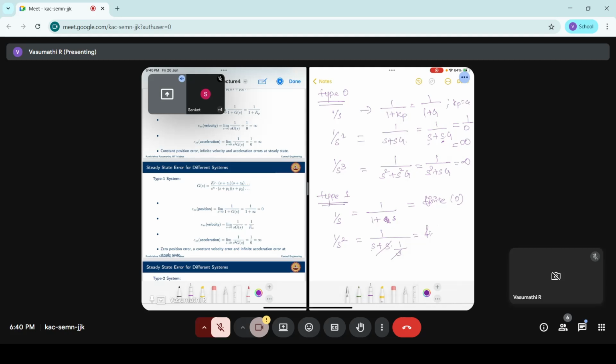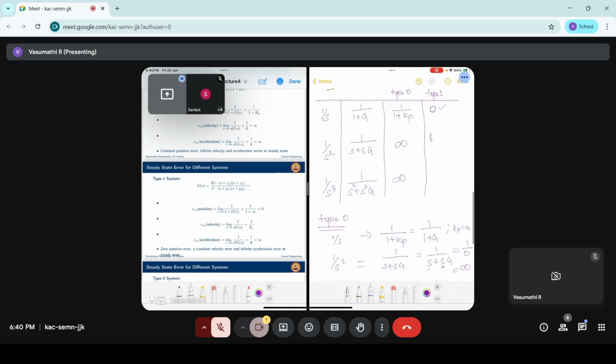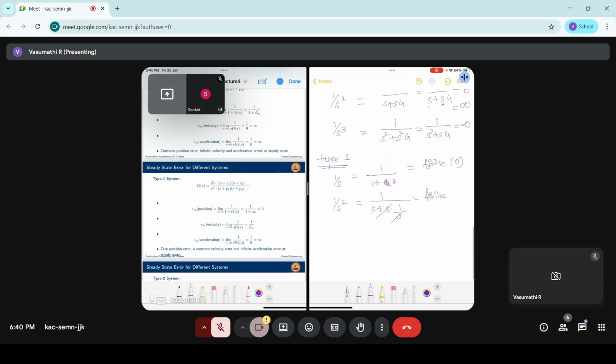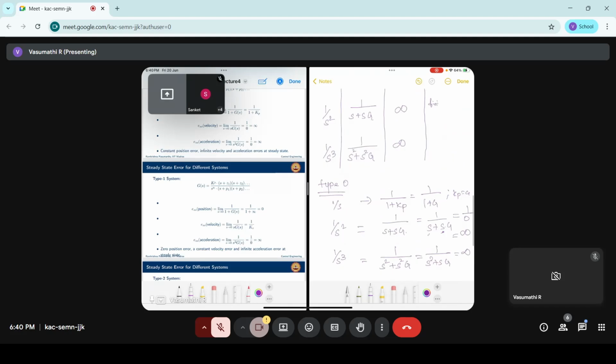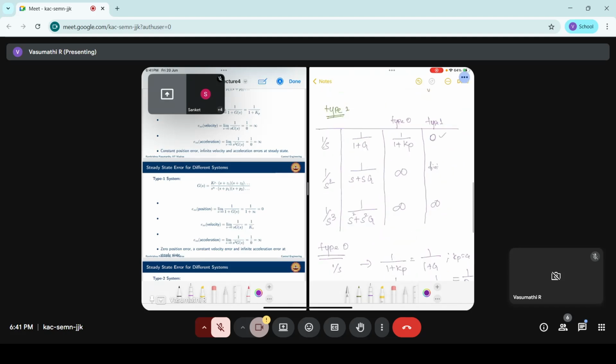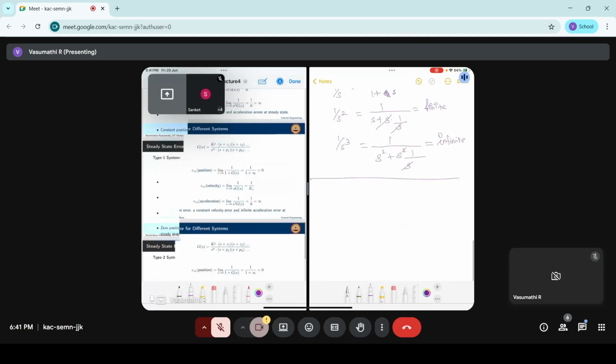For now, we'll come back to that. We will have some finite number, so this will also be finite. Third one, when I put parabolic, here comes the problem, because for a type 1 system there will be one s term. There is s square here, but still it has one s. So this will not give you a finite output. This will give you an infinite output.